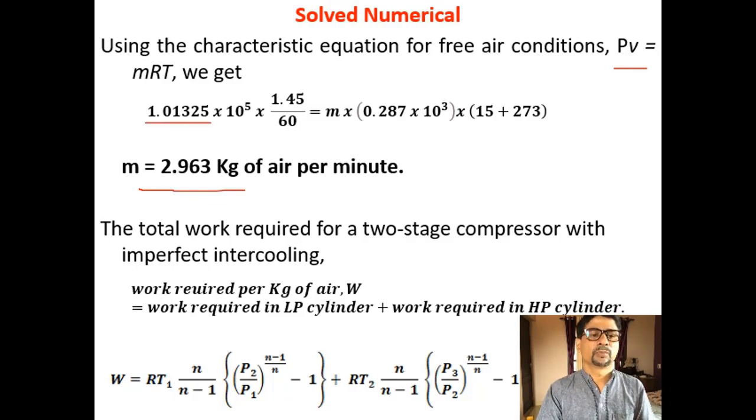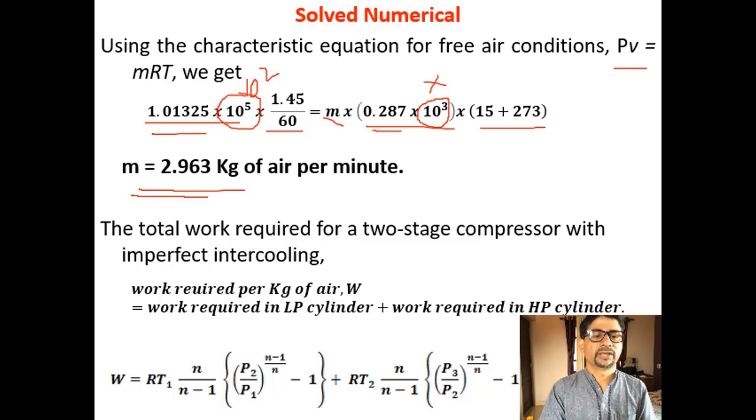P is given as 1.01325 bar, so it is converted into Pascal, and V, volume of air compressed, is 1.45 meter cube per hour, so divided by 60 to convert into per minute. M is unknown, R is 0.287 kilojoules per kg per Kelvin, so kilo is 10 to the power 3, and T is 15 plus 273. Now if you substitute pressure in kilopascal, then there is no need to write this 10 to the power 3 here. Directly you can substitute in kilojoules, provided you substitute kilopascal here. After substitution and simplification, you will get M as 2.963 kg of air per minute.